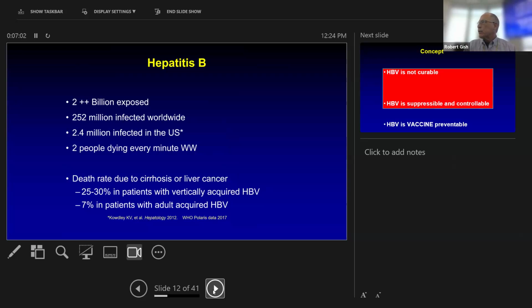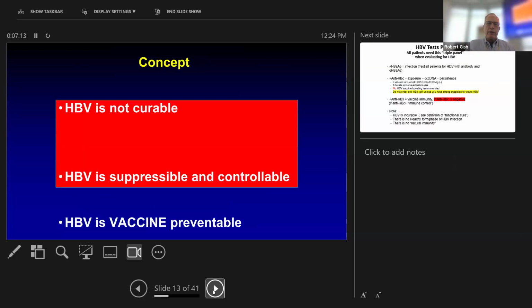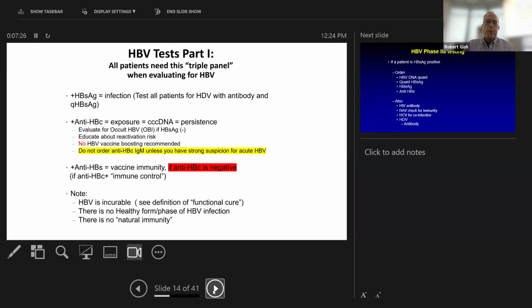Under treatment is the rule because the guidelines are too expensive, too complicated, people don't follow them, and nothing happens. Too much academics. We do tell people that hepatitis B is not curable, but it's suppressible, controllable. We can prevent cancer, we can prevent cirrhosis, and of course, it's vaccine preventable.